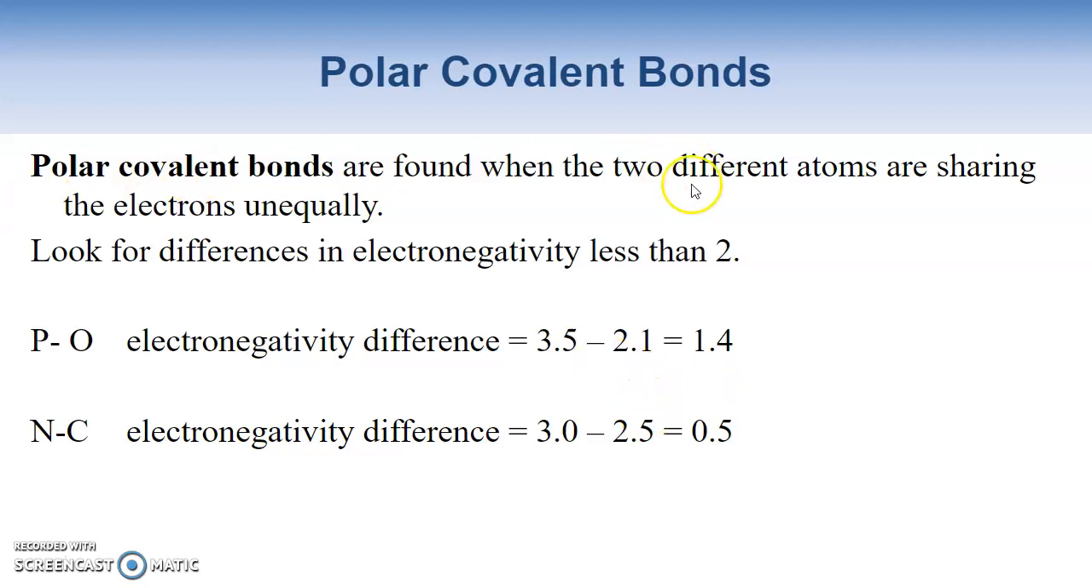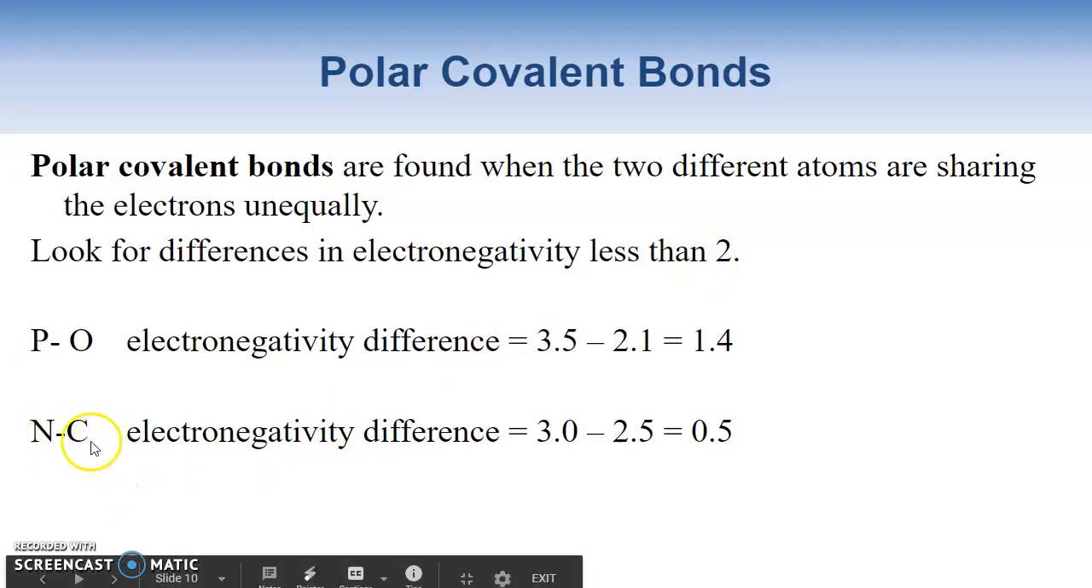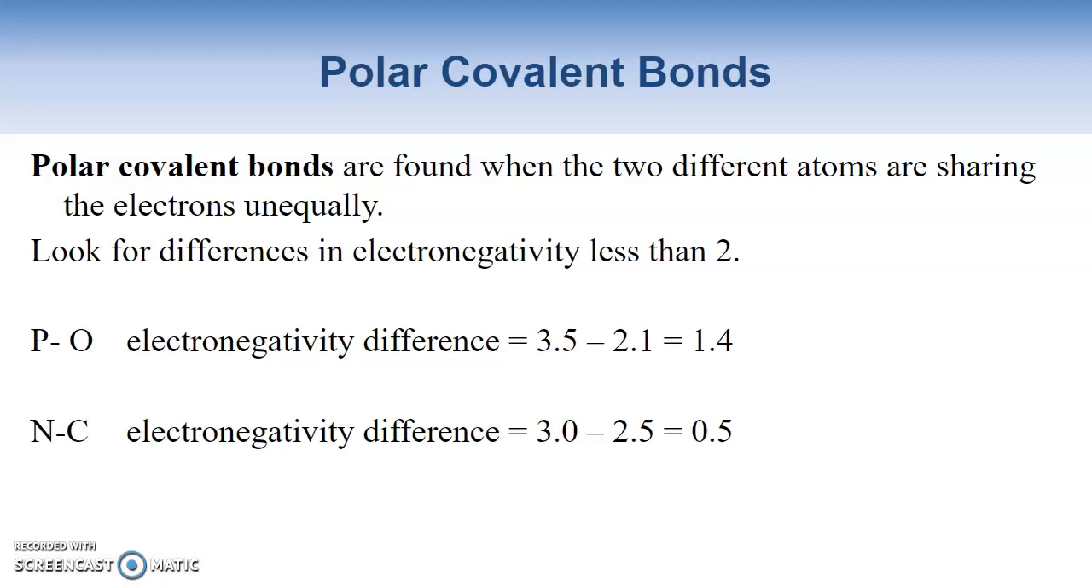Polar covalent, if they are shared unequally, again, electronegativity differences are less than 2. So if we have phosphorus and oxygen, phosphorus electronegativity is 3.5, oxygen is 2.1. We get 1.4. That means it's going to be polar covalent. Okay. Nitrogen and carbon, same thing. It's less than 2, so we get an electronegativity difference of 0.5, and it's a polar covalent bond.